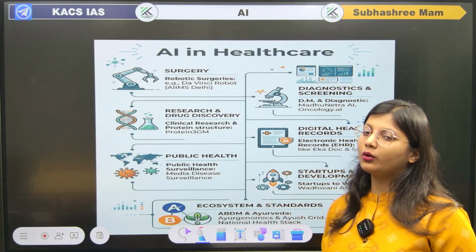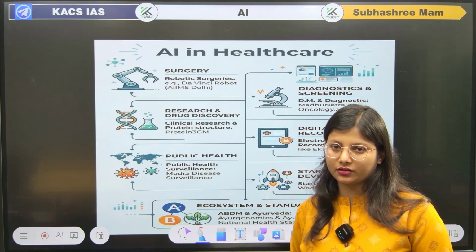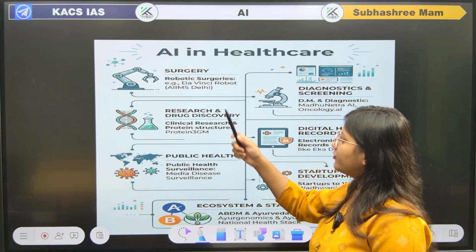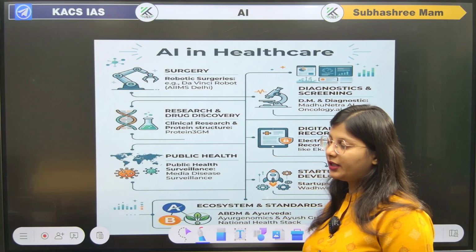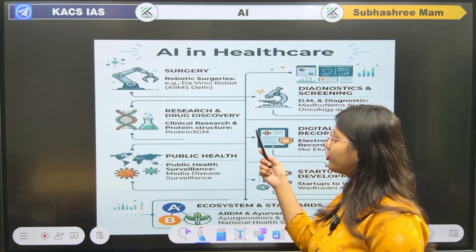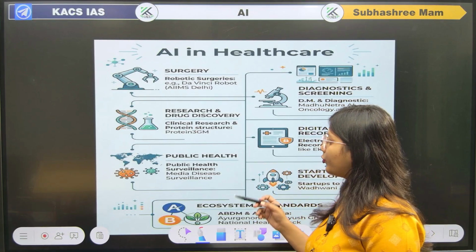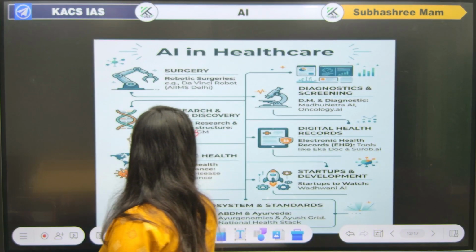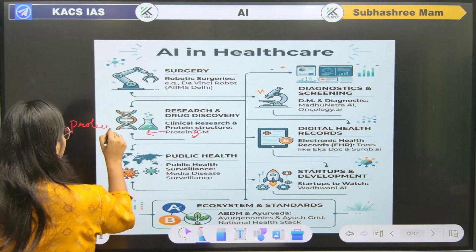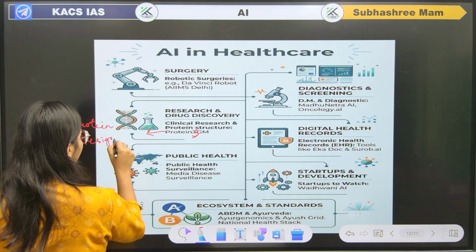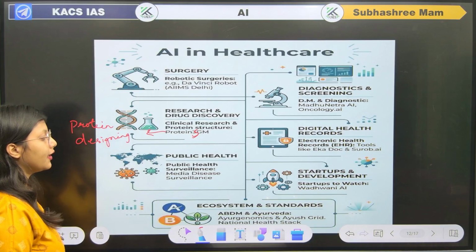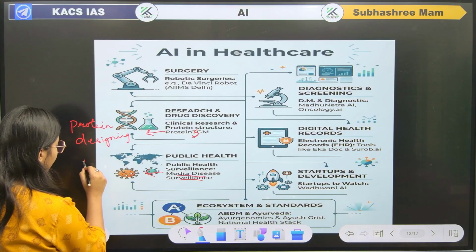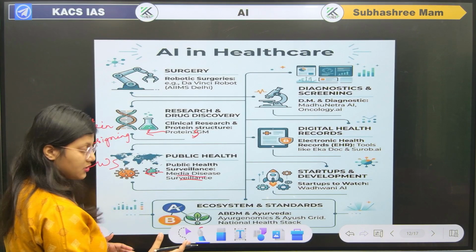Now, here we'll see how AI has been applied in the healthcare sector. We'll go in a precise way. In surgery, the Da Vinci robot has been built for robotic surgeries. Now, for research and protein structure designing, a system is built, that is ProteinSGM, for protein designing. Now, in public health surveillance, disease surveillance has been done.